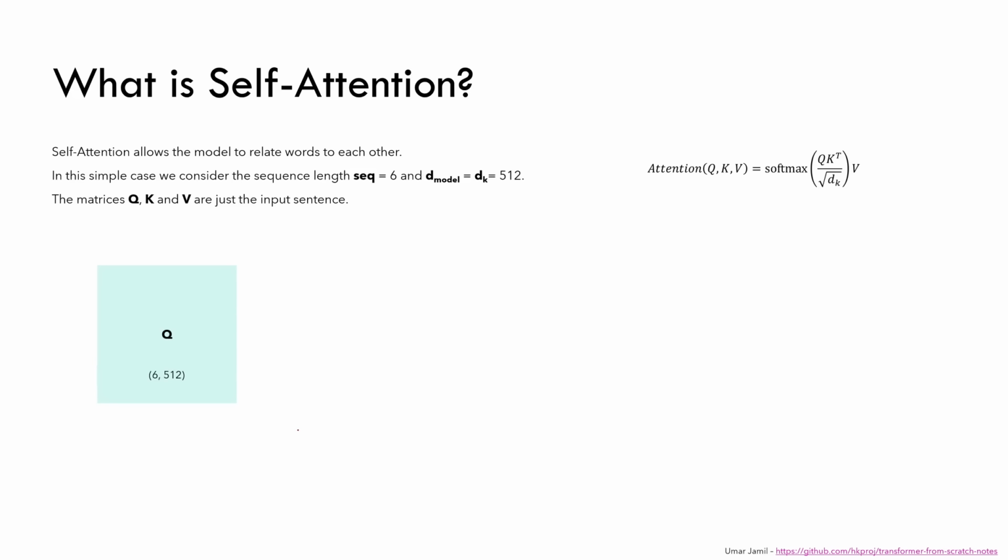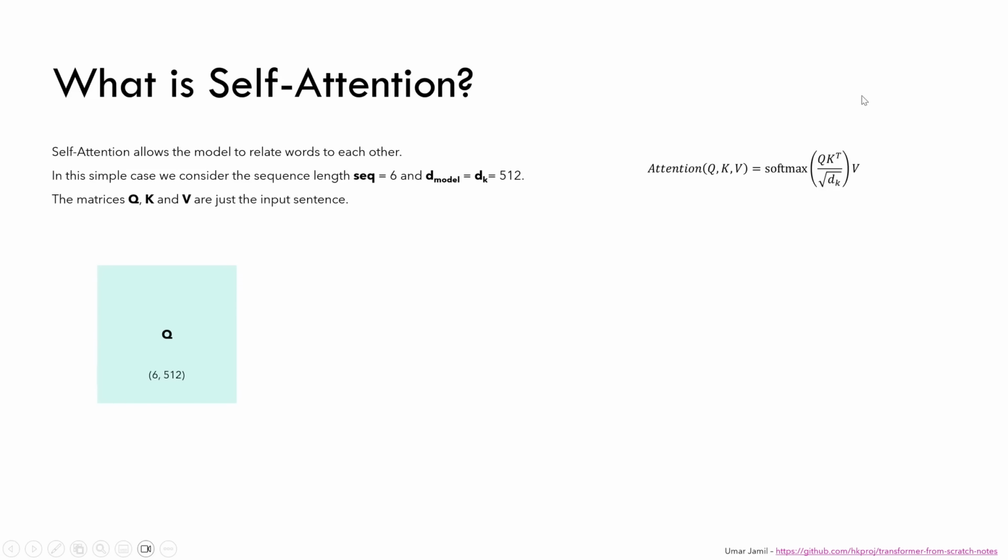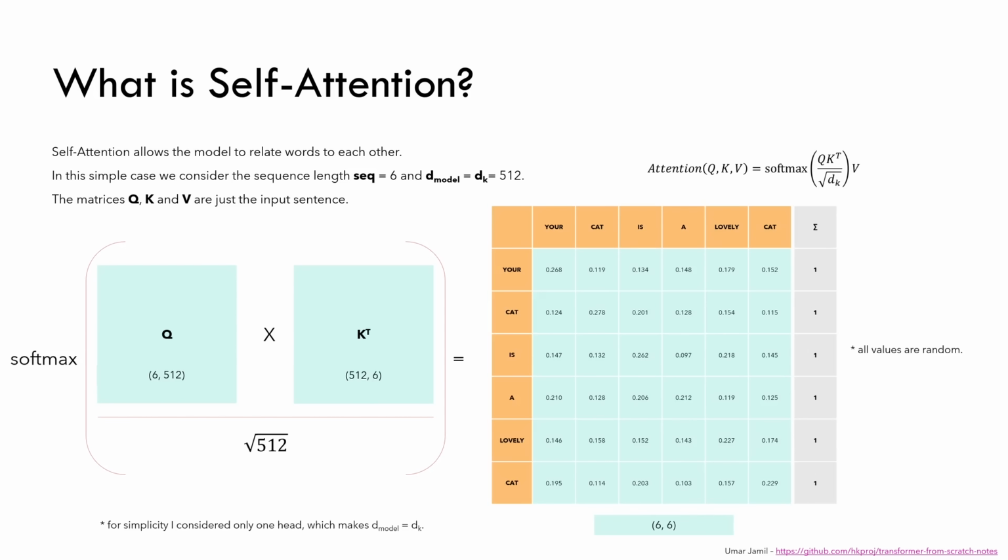So we start with our Q matrix, which is the input sentence. Let's visualize it, for example. We have 6 rows, and on the columns we have 512 columns. They are really difficult to draw, but let's say we have 512 columns, and here we have 6. Now, according to this formula, we multiply it by the same sentence but transposed, so the transpose of K, which is again the same input sequence. We divide it by the square root of 512, and then we apply the softmax.